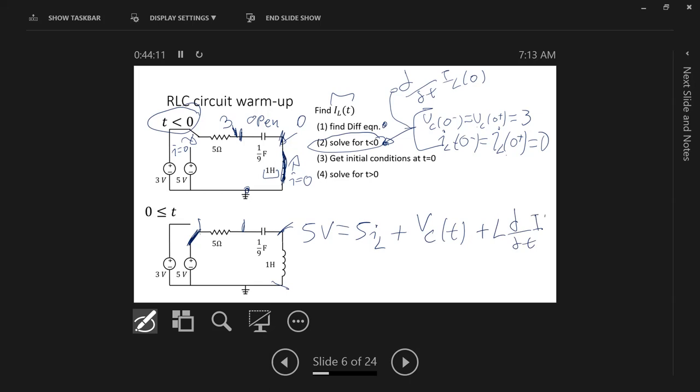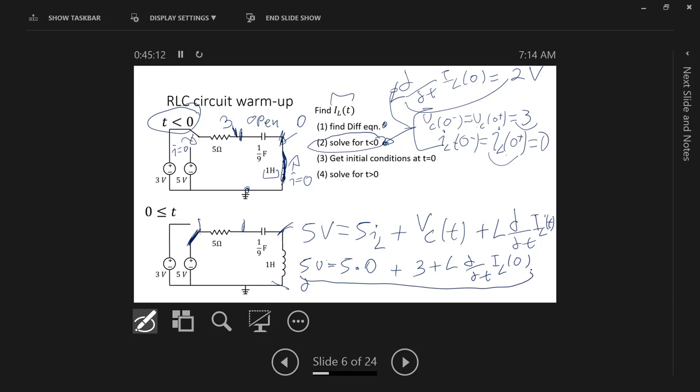Okay, well, at this point, we can actually get our initial condition for the dIL/dt because we have VC, we have IL. And so we say basically 5 volts equals 5 times 0 plus 3 plus L d/dt of IL of 0. And so we can move the 3 to the other side, and this is 1 Henry. So we get that dIL/dt of 0 is actually equal to 2. Is that good? Yeah. And this should actually be, well, L dIL/dt, so this should be volts. L is 1, so it's kind of trivial. So does this make sense to derive the differential equation?